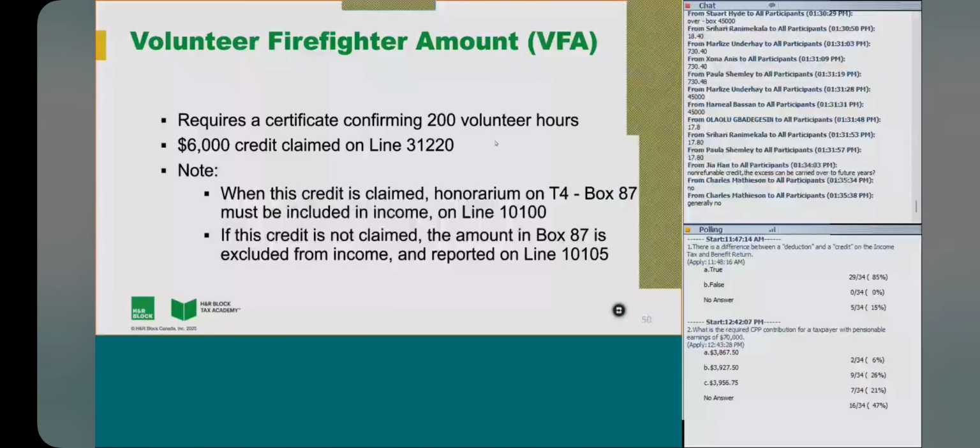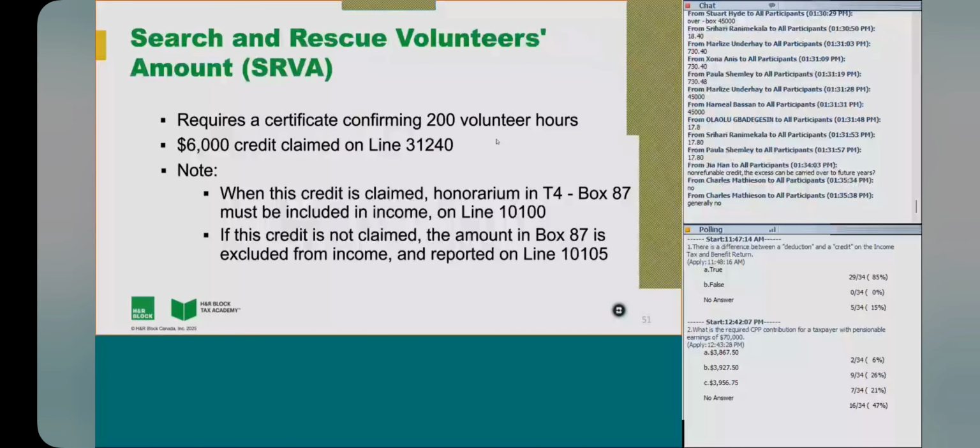Now, the other emergency volunteer credit is the search and rescue volunteers amount, which follows very similar rules. Again, they need a certificate confirming 200 volunteer hours, and again, they can claim a $6,000 credit. If you claim the credit, you have to declare any honorarium as income, and it is not exempt. If you don't claim the credit, you can simply leave that income off as exempt.